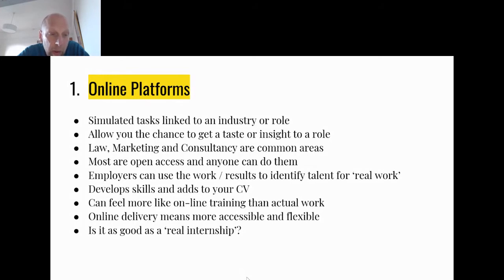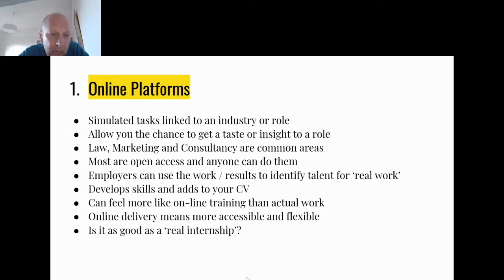For you as a student or graduate, it's a way to add some content to your CV, develop skills, and it shows you to be genuinely interested in a particular industry. And it shows that you've been proactive in actually doing things that you don't have to do as part of your course. On the downside, some of the feedback I've received from students is that it can feel a little bit more like an online training course rather than actual work.